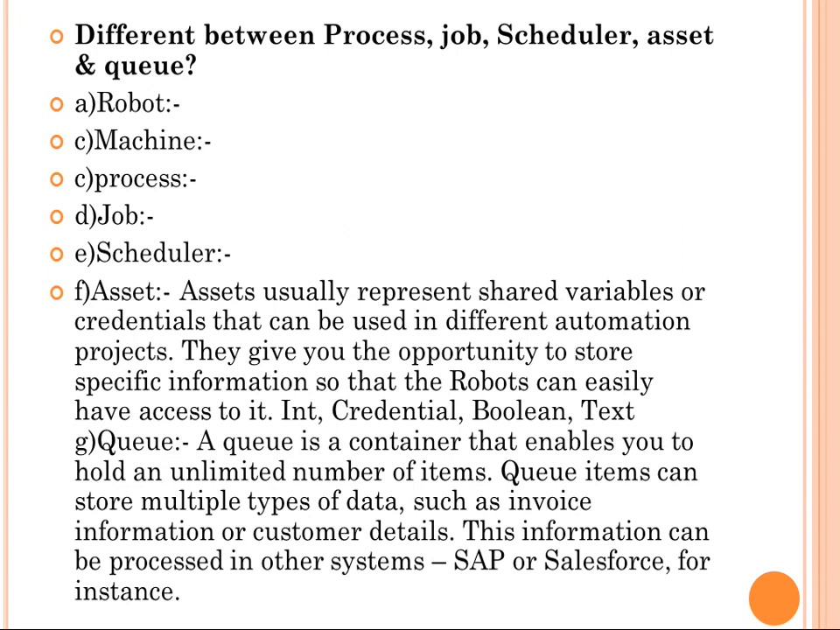Difference between process, job, scheduler, asset and queue. This is with respect to Orchestrator. In the robot section in Orchestrator, we can name the robot machines with respect to their environment. Machines can be configured by providing the user IDs and passwords for particular users. In the machine section we configure our staging, production, development and non-production environments. We specify attended or unattended in the machine section.